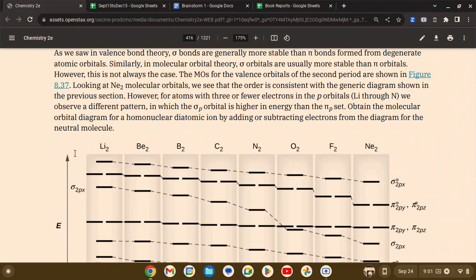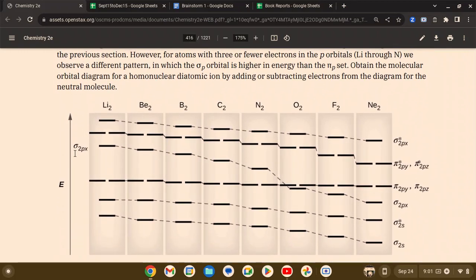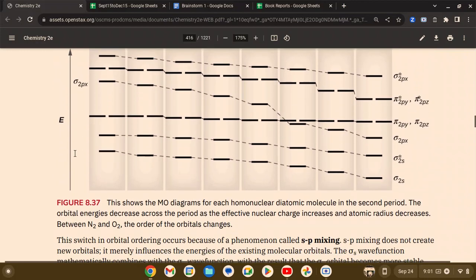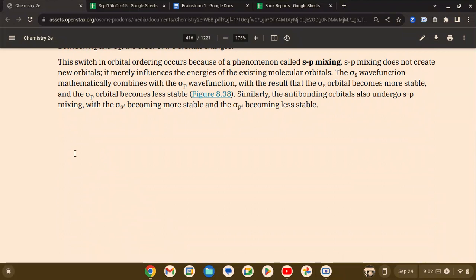However, this is not always the case. The MOs for the valence orbitals of the second period are shown in figure 8.37. Looking at neon 2 molecular orbitals, we see that the order is consistent with the generic diagram shown in the previous section. However, for atoms with 3 or fewer electrons in the p orbitals, lithium through nitrogen, we observe a different pattern in which the sigma p orbital is higher in energy than the pi p set. Obtain the molecular orbital diagram for a homonuclear diatomic ion by adding or subtracting electrons from the diagram of the neutral molecule. This switch in orbital ordering occurs because of a phenomenon called sp mixing.